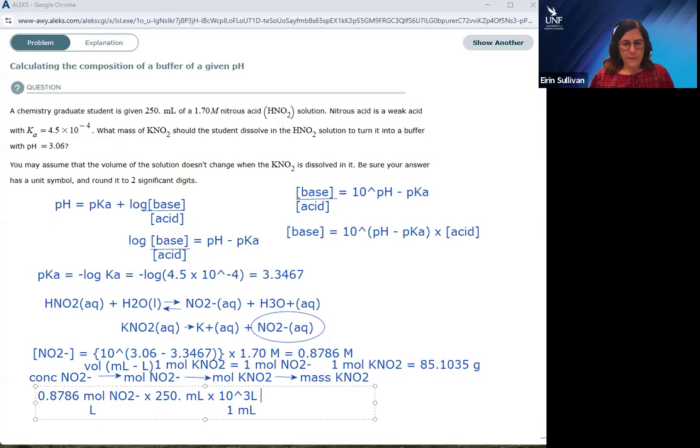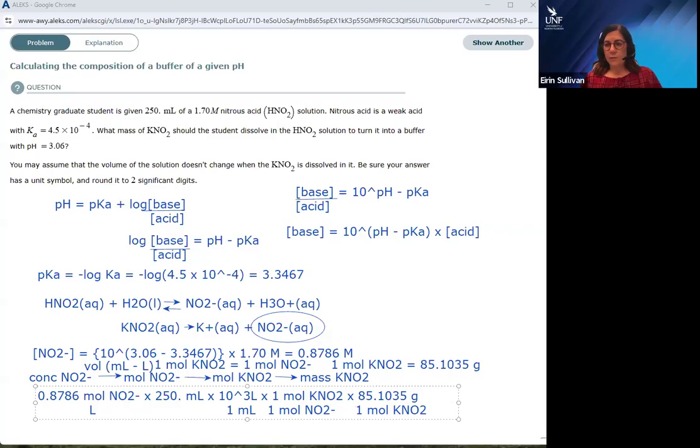So use that mole ratio, and of course it's 1-to-1, but please don't be lazy and leave it out because mole ratios are not always 1-to-1. So for every 1 mole of nitrite anions, that's coming from the dissolution of 1 mole of potassium nitrite. So now we've got our number of moles of potassium nitrite. And then lastly, we're going to use the molar mass to convert to mass in grams. 85.1035 grams for every 1 mole of potassium nitrite is the molar mass.